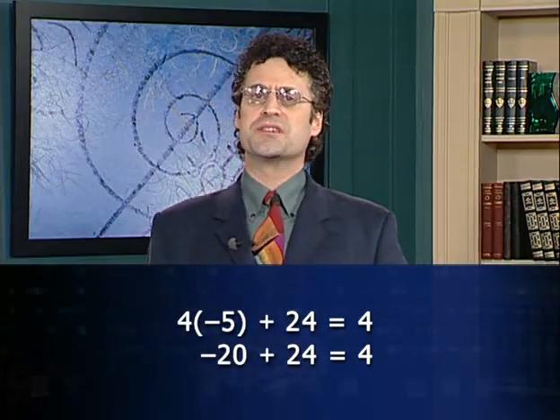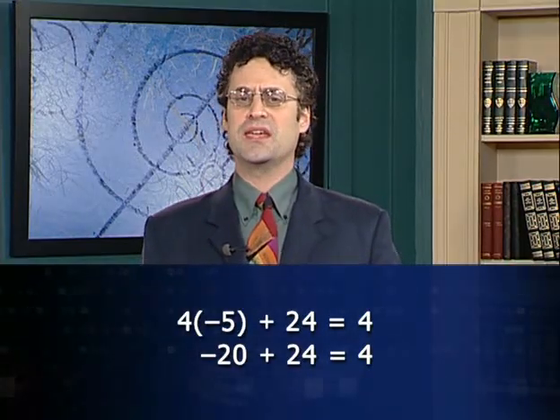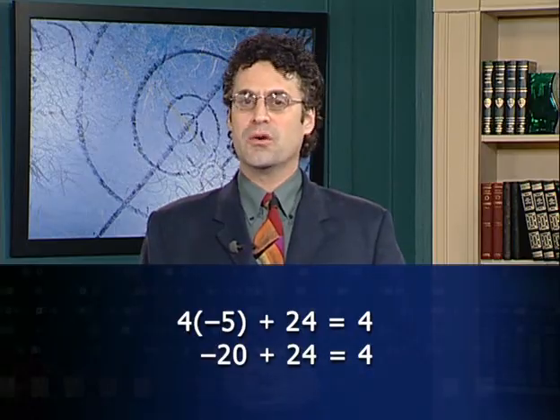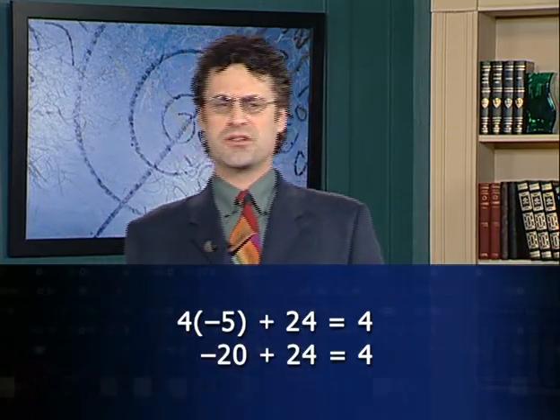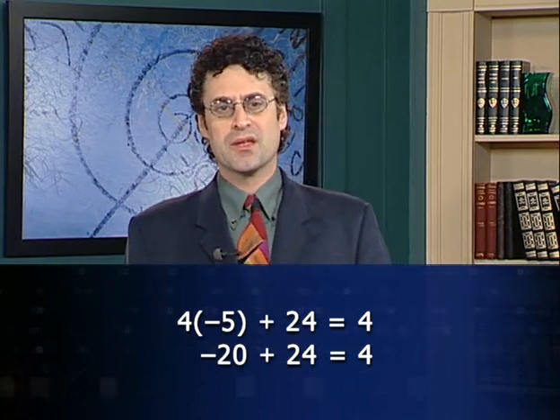Maybe 4 times a certain number of people plus 24 equals 4. What number of people do we have? Well, -5 people doesn't make sense. So he called these things absurd, which makes a little bit of sense if you think about it.